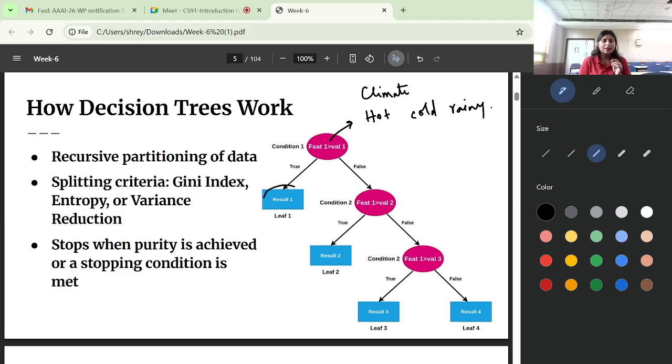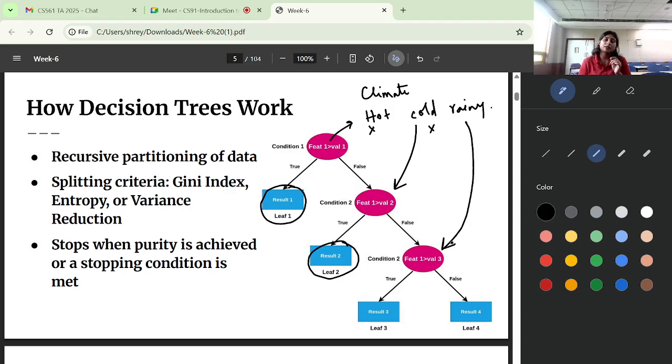If it is true, there is some condition, some label. If it is false, it will check for the next condition. If the feature is not hot, then it checks for cold. If the feature value is cold, then the result will lie here. If it is not cold, then it will try the third condition as well. So iteratively we can use these feature values in the decision tree.